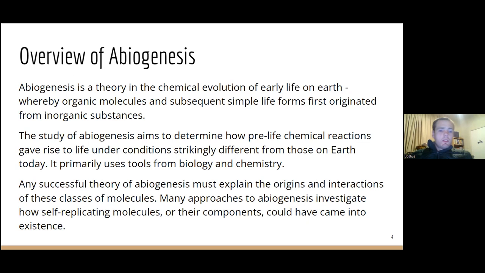Any successful theory of abiogenesis must explain the origins and interactions of these molecules, and many approaches to abiogenesis investigate how self-replicating molecules or the components could have come into existence.